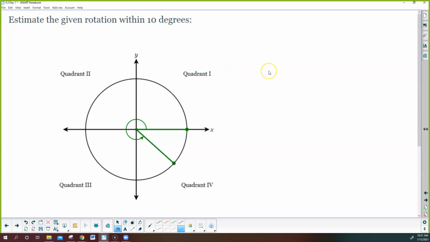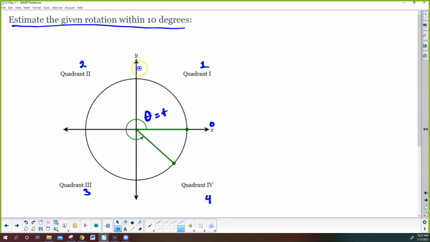All right, if you didn't know this, this is another question you're going to have to do, but it's going to say estimate the given rotation. The reason why I put this up here was so you could get another view on how we count the quadrants. Quadrant 1, 2, 3, and this is Roman numerals for 4. So we have to estimate this rotation. We know it's going to be positive because we're going counterclockwise.